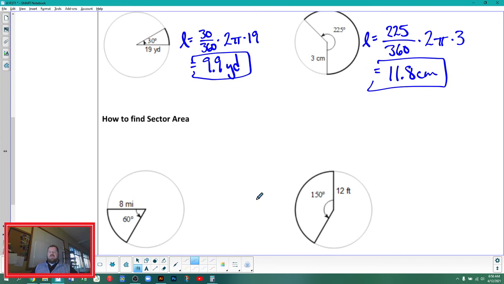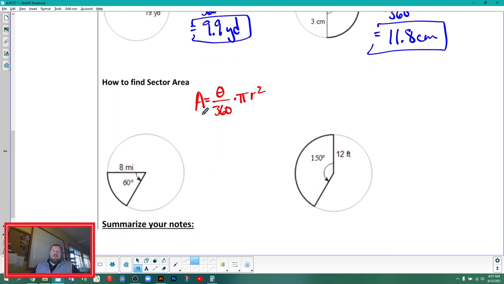Moving on to find sector area, it's going to be the same idea. It's the portion of the circle times, or let's say that it's the area of the circle times the amount of the circle that we're dealing with. So for area of a sector, we're going to have that central angle divided by 360 times its area. Because we're only dealing with that much of the circle.